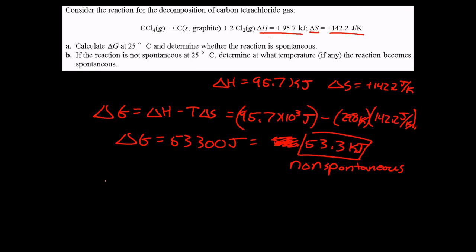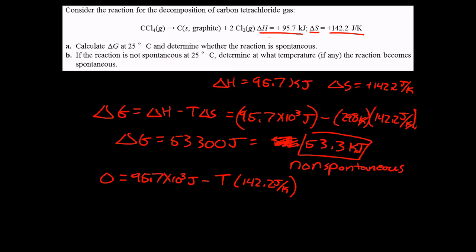So what we're going to do is we're just going to say delta G is 0. So we're going to set everything equal to 0. So 0 is equal to 95.7 times 10 to the third joules minus T, we don't know what temperature it is yet, times 142.2 joules per K.